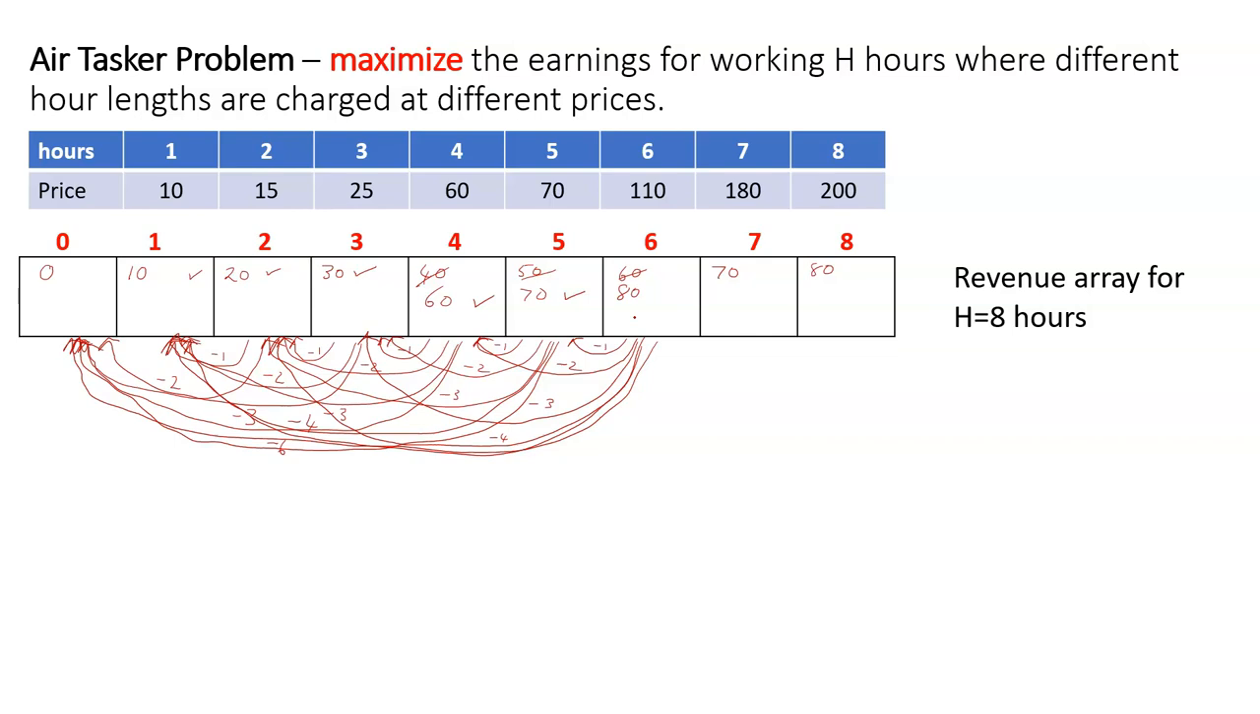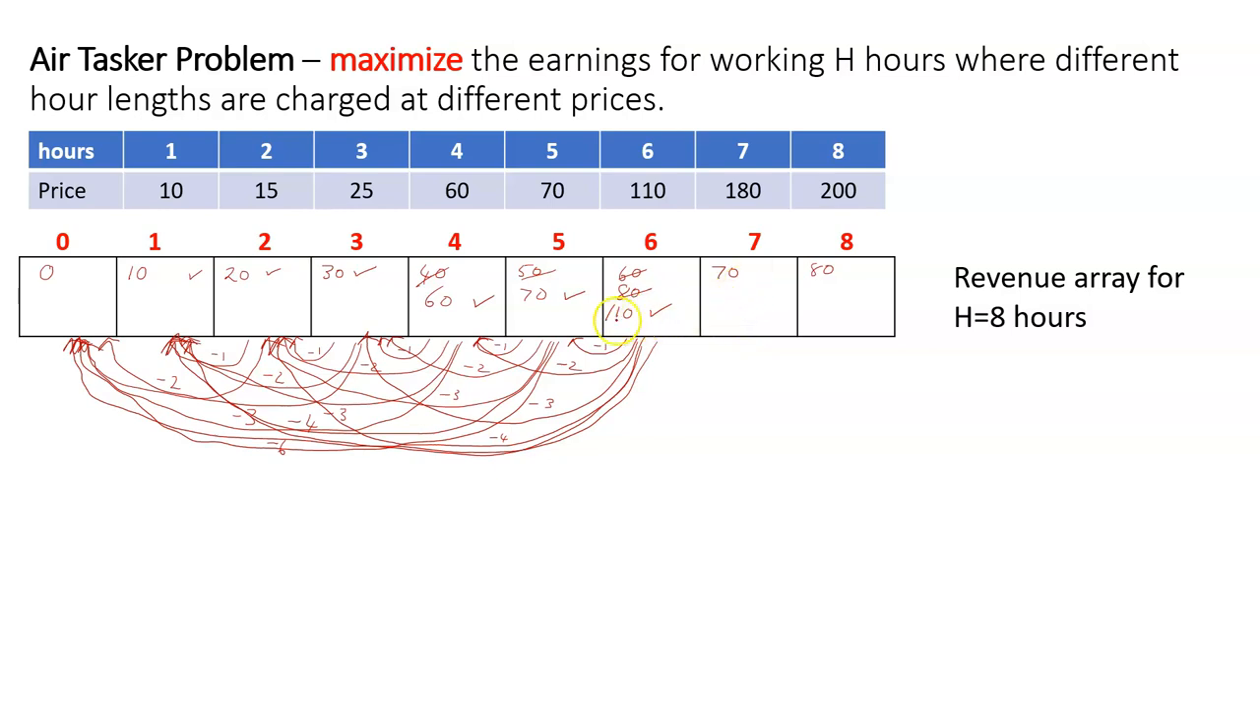Or go back 5 hours and take a 5 hour job, which will be 10 plus 70, which is 80. We'll go back 6 hours and take a 6 hour job, which is going to be 110. So now we have the maximum for 6 hours. So let's repeat for 7.